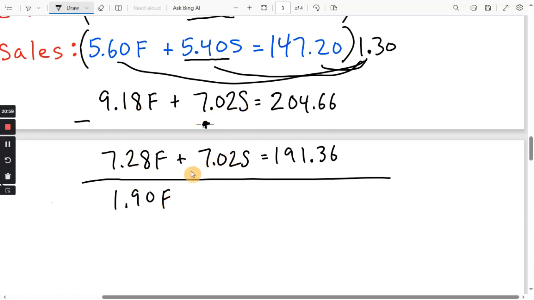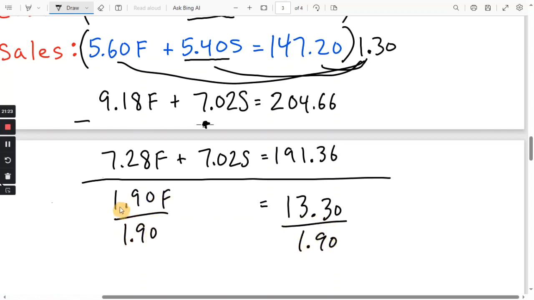7.02S minus 7.02S, that cancels. Bring down the equals. And we're still subtracting. 0.66 minus 0.36 is 0.30. 4 minus 1 is 3. And 20 minus 19 is 1. Okay, this is 1.90 times F. The opposite of times is divided by. Cancels here. Hopefully this is a whole number. 13.3 divided by 1.9. And let's see.